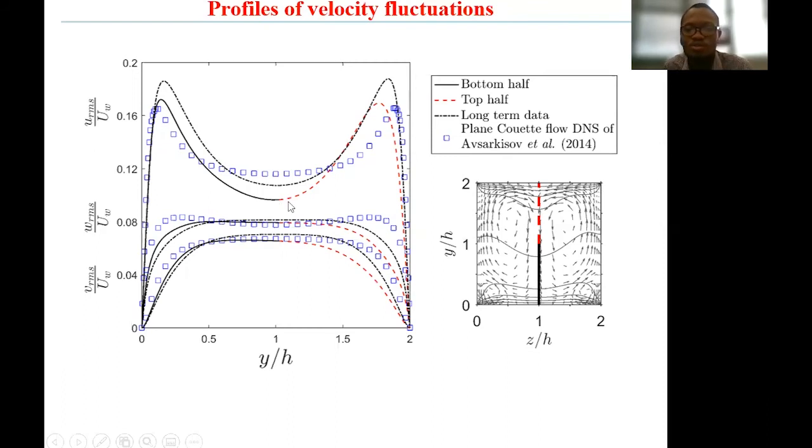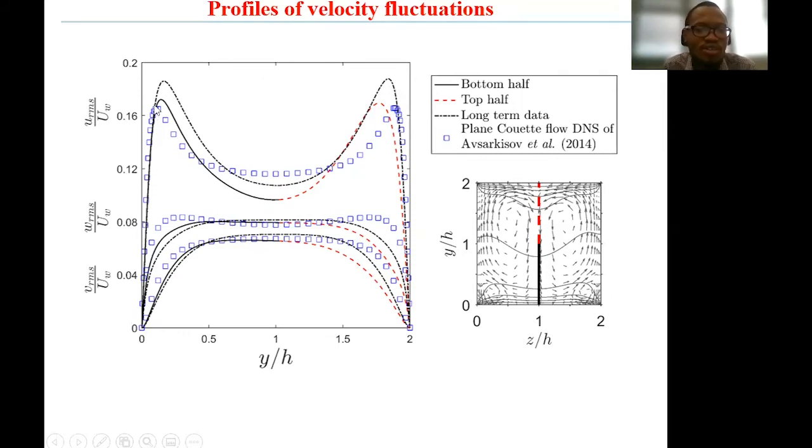So why is this so? This is because at some instance in time, the flow is fluctuating about a mean which is larger than the long-term average. And at some other instance in time, the flow is fluctuating about a mean which is lower than the long-term average. So in the long run, the fluctuations about the long-term mean become large. And that's why you have a higher fluctuation in the long-term average data.